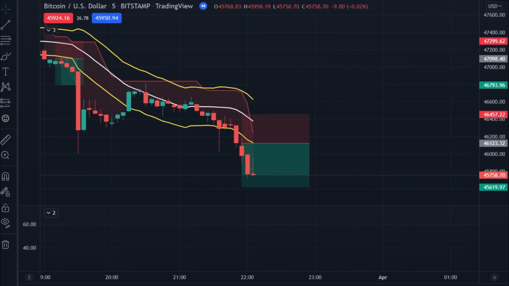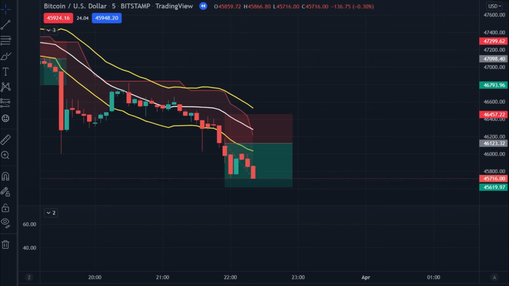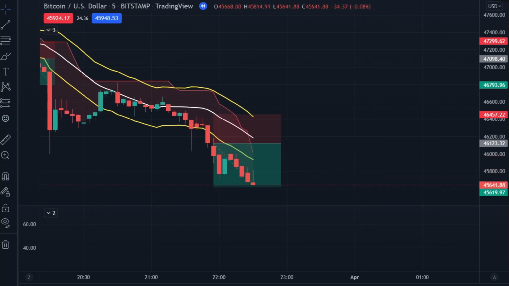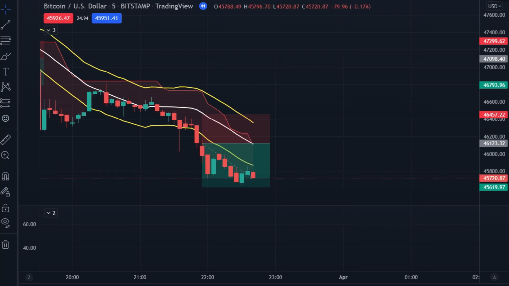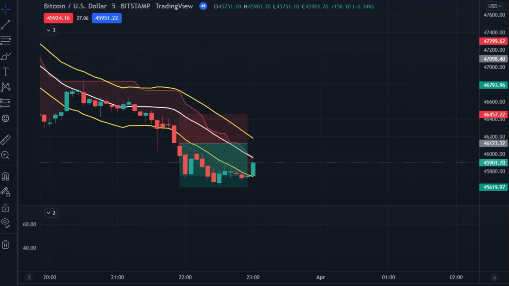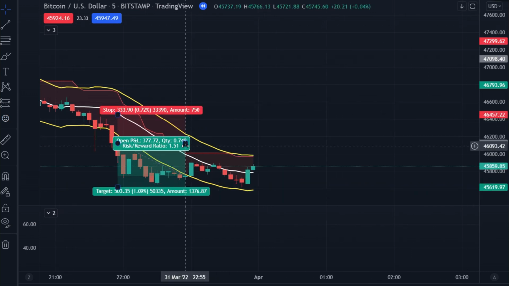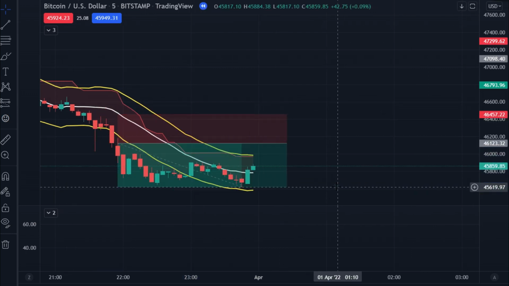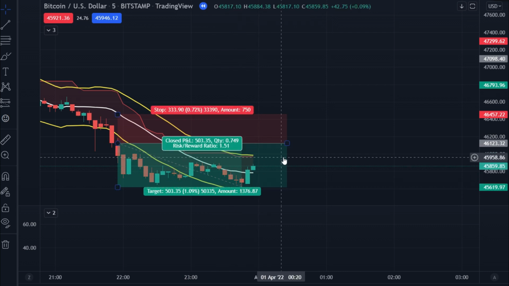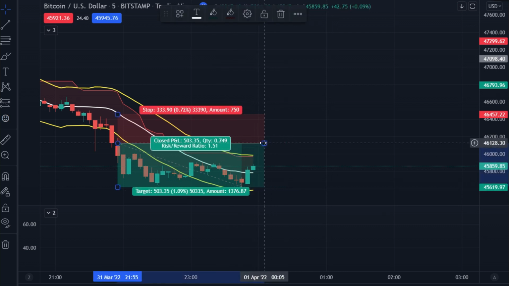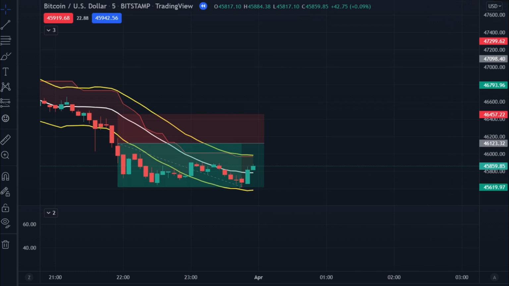All right, it's too close to our target. All right, great. So this is where we have achieved our target. You can see it is achieved over here. We have achieved our target over here, and this is how we have taken an entry.